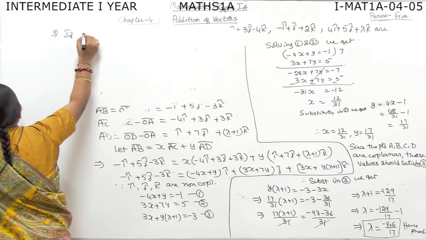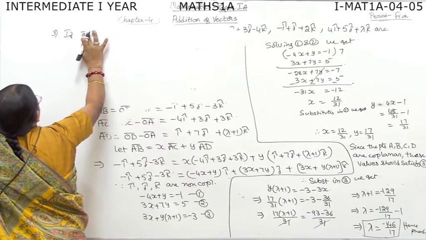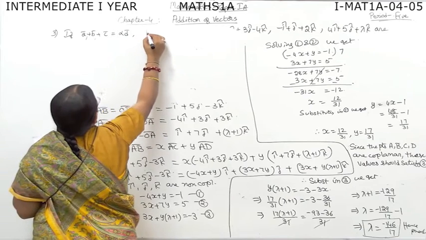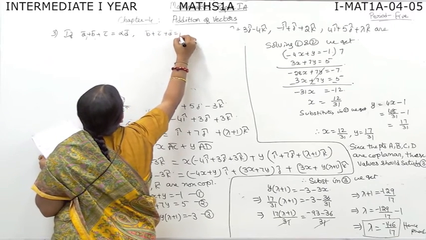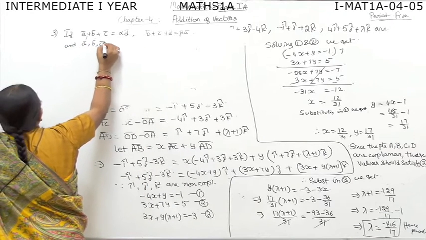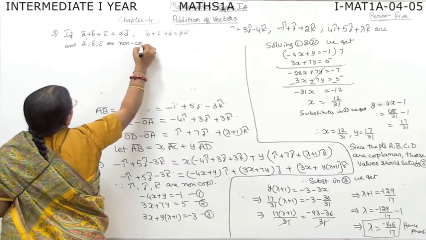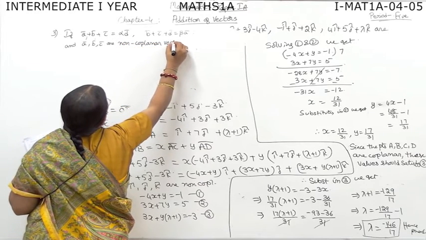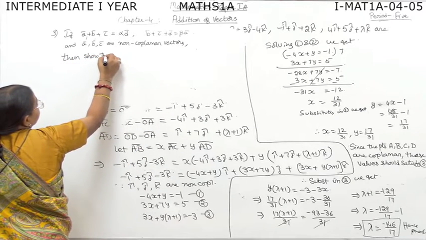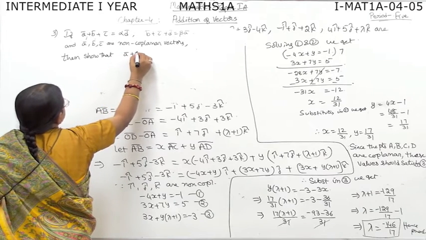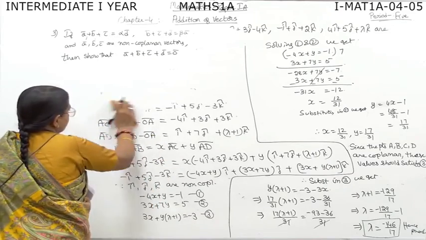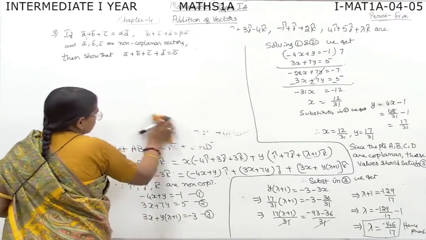If A plus B plus C is equal to alpha D, and B plus C plus D is equal to beta A, and A, B, C are non-coplanar vectors, then show that A plus B plus C plus D is equal to 0. So this is the problem.